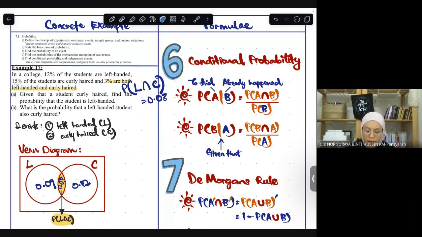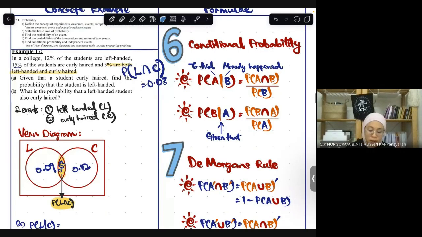I think basic Venn diagram tak perlu saya ajar dah sebab semua orang dah tahu. Kalau belum tahu, tolonglah usahakan untuk tahu sendiri. Google it, go to YouTube tentang Venn diagram. You akan lebih mudah faham.